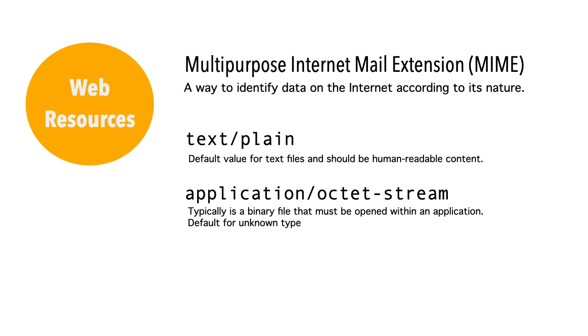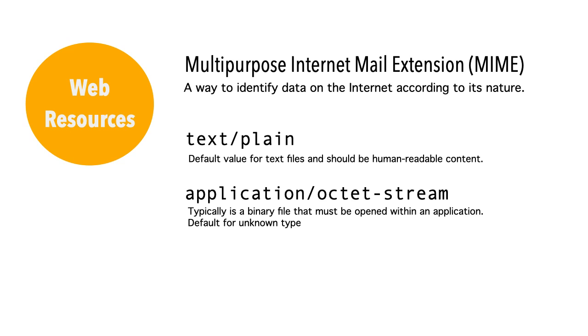By default, web servers are configured to text/plain or application/octet-stream. So text/plain is basically a default value. This is a default value for text files and it should be human readable. So when the consumer of the web service receives this particular format, it can directly display it and read it in their application.